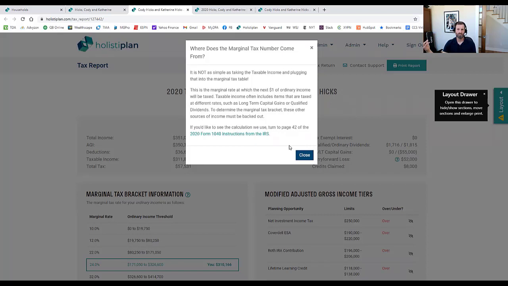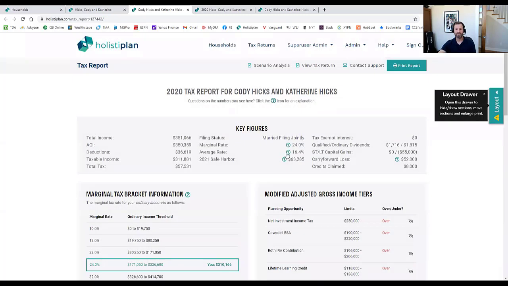And so your marginal rate for ordinary income, for things like salary, is different than your marginal rate for long-term capital gains. And we know that's true in this particular case, which we'll get to in a minute. We also have your average rate. There are a couple of different ways of doing average rates. Some accountants do it one way, some folks do it another way.